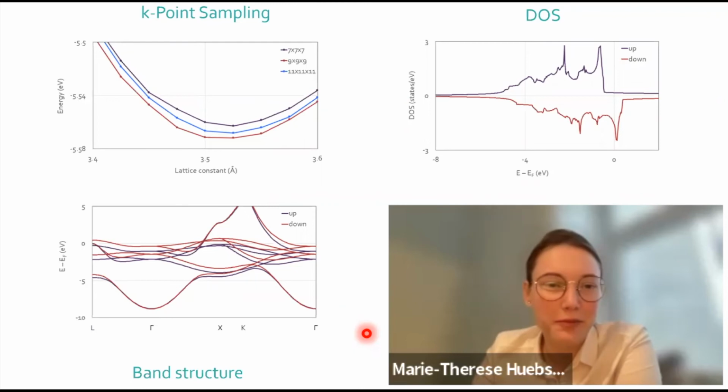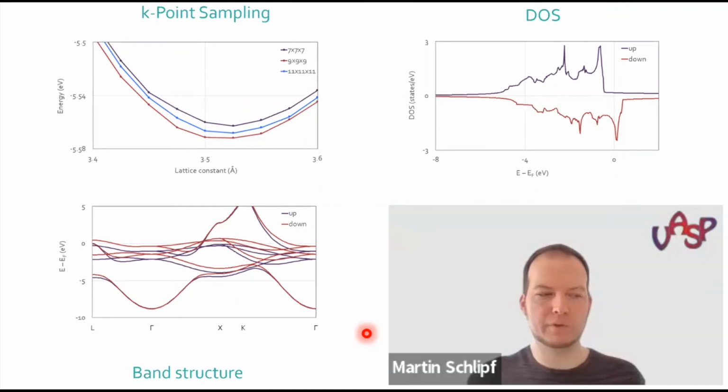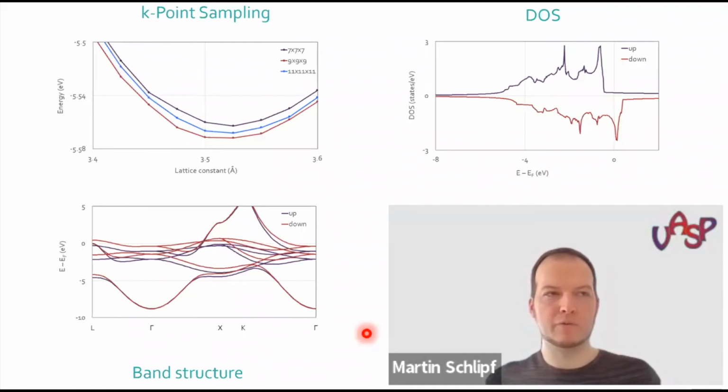So the important point is that this user uses the gamma-centered mesh, and that is easy. If you do high throughput, I would probably always use gamma-centered, because then you have the freedom of choice to use also the odd-numbered meshes. Whereas if you use a Monkhorst mesh, you need to take care that it's compatible with the symmetry.